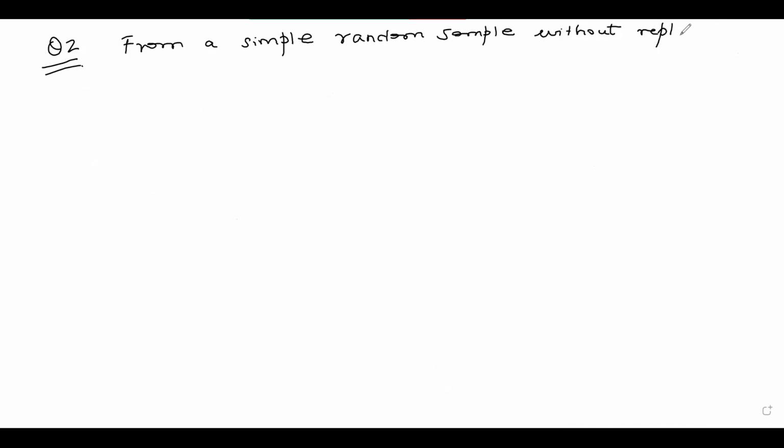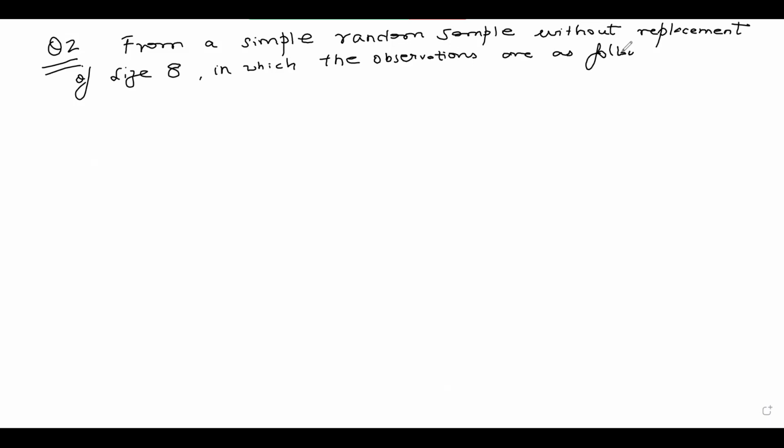Let's look at question number 2. Okay, from a simple random sample, without replacement, of size 8, in which the observations are as follows: 46, 8, 38, 24, 35, 29, 36, 40.